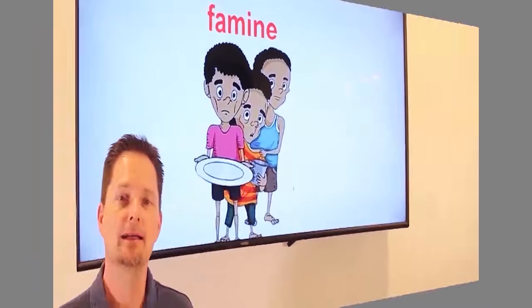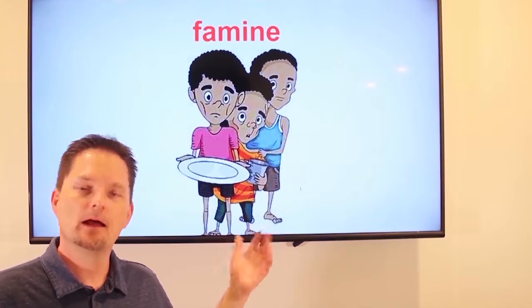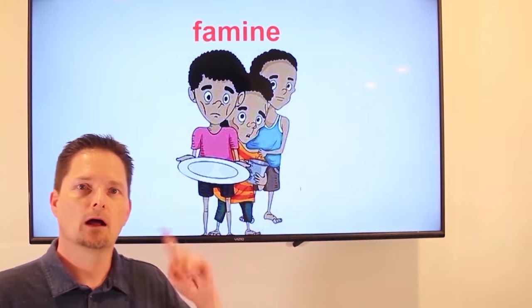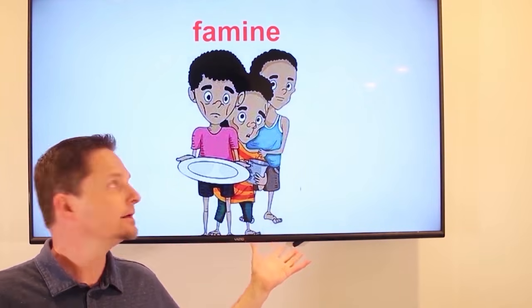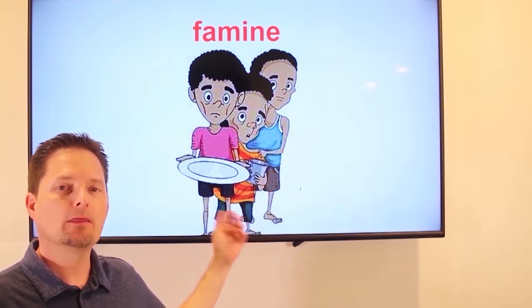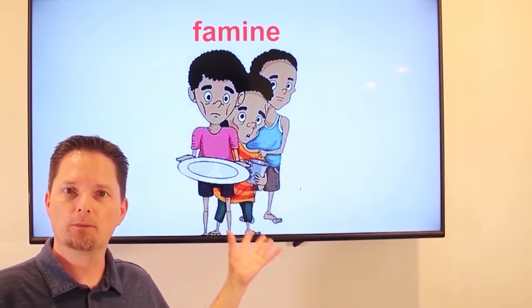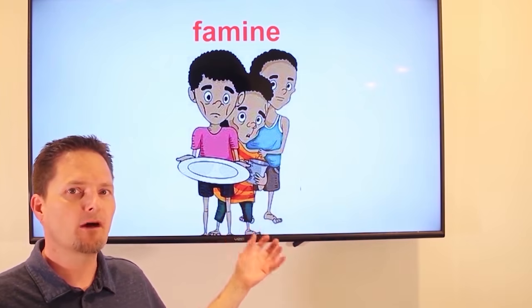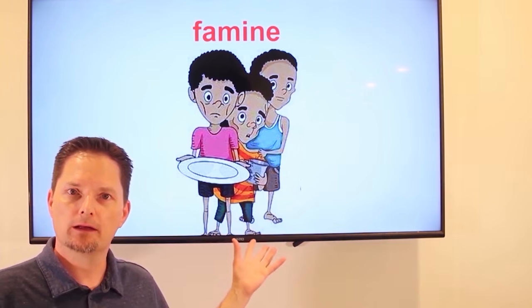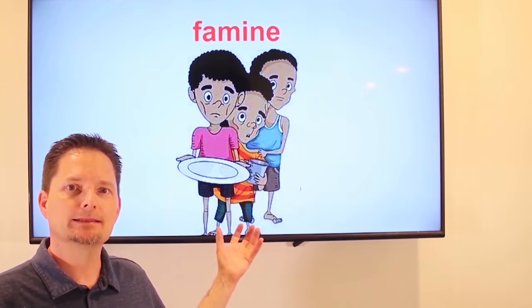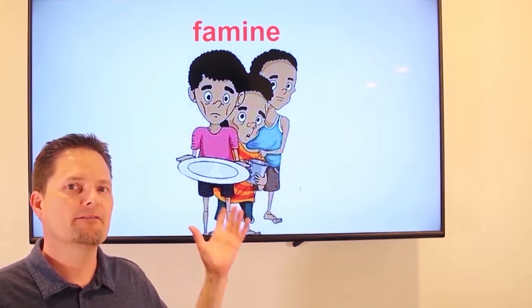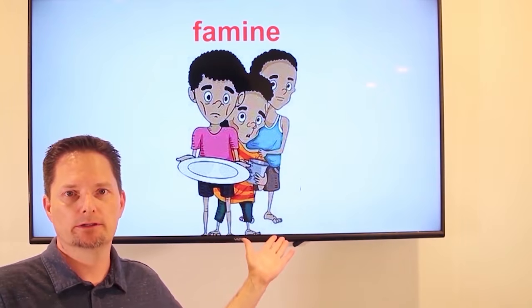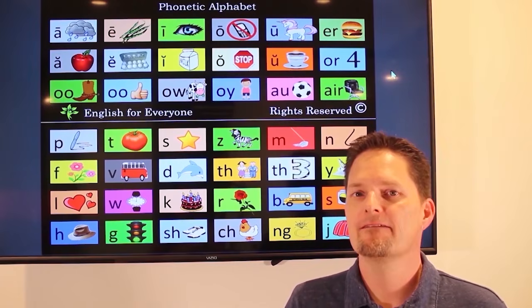Very good. Next we have famine. Famine is countable. For one, a famine. There is a famine in their country. They don't have enough food for the people. All the people are very, very hungry, and they are dying and getting sick because they have no food. There is a famine in their country. Pronunciation, famine.